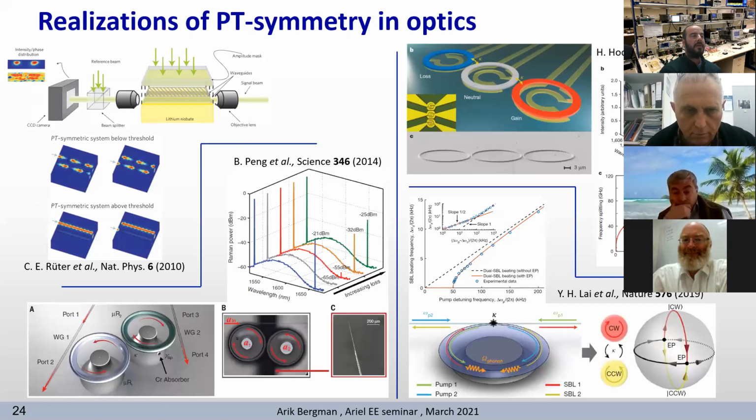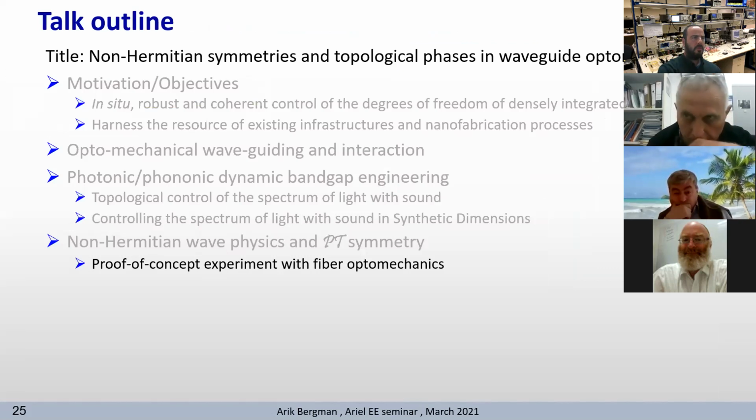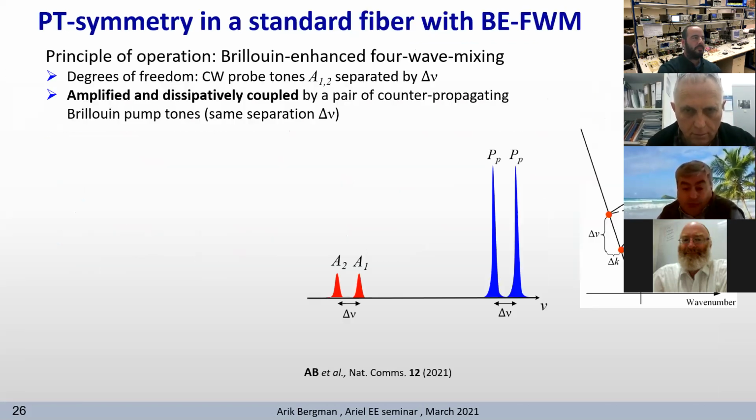There have been many beautiful demonstrations of this principle and their applications in photonics over the recent years. Common to all examples here is that they employed nanofabrication techniques and require tight tolerance control of the resonance frequency, gain, loss, or coupling. We, on the other hand, showed that these effects can be observed in a standard optical fiber using the optomechanical effects we came to love so much.